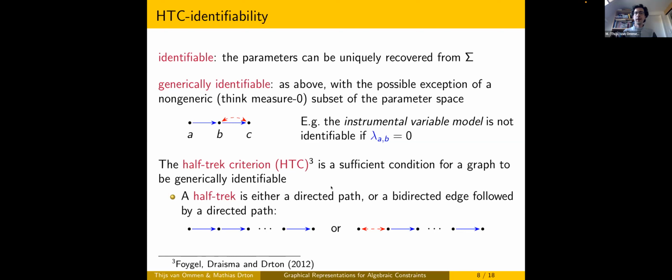Now, I won't be needing the details of this criterion in this talk, but one thing I will need is the half-track itself. So a half-track is either a directed path or it's, well, almost a directed path, namely the first edge is bidirected, and after that, all edges are directed towards the destination. So those will come up soon.